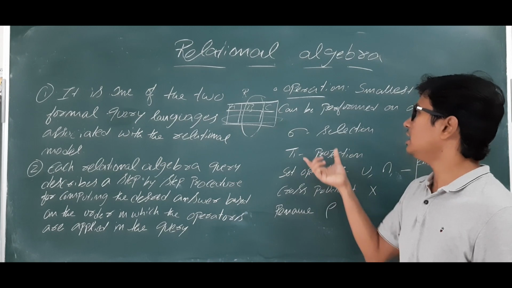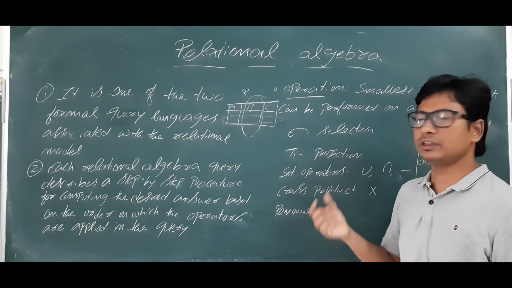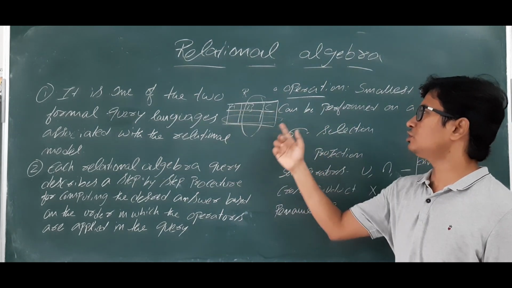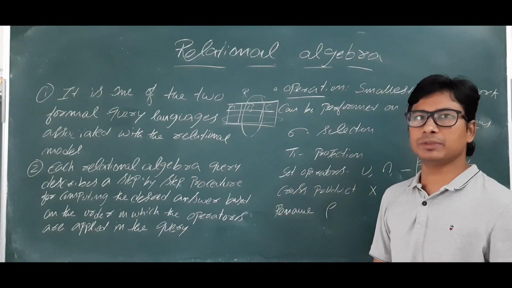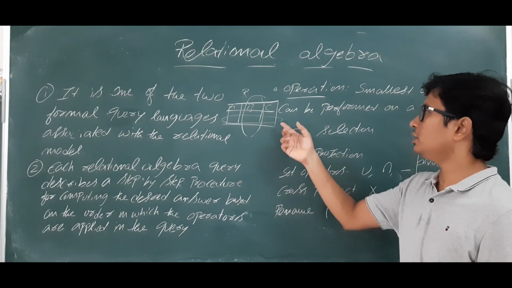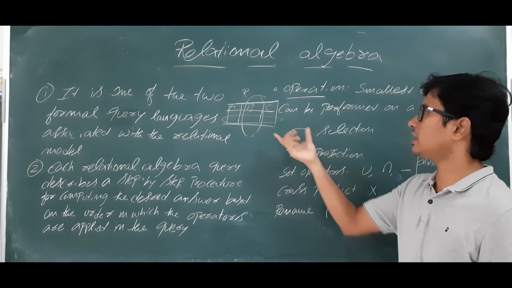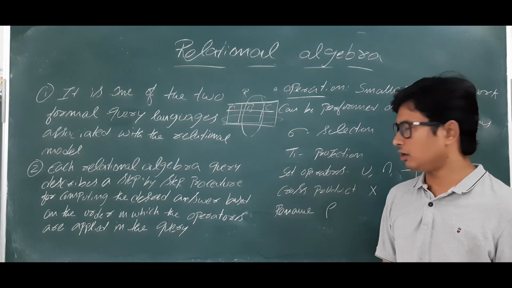So what I want to say is that selection is one basic operator in relational algebra which is used to retrieve tuples from the relation. So we can call it a selection operator, or a horizontal splitting operator also.